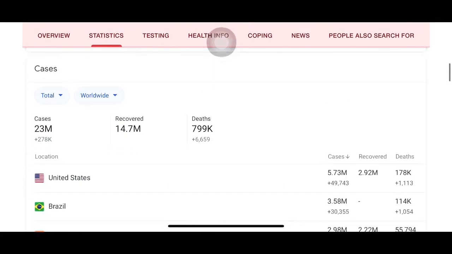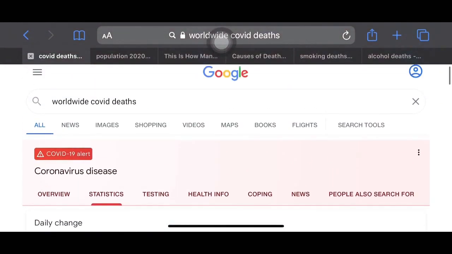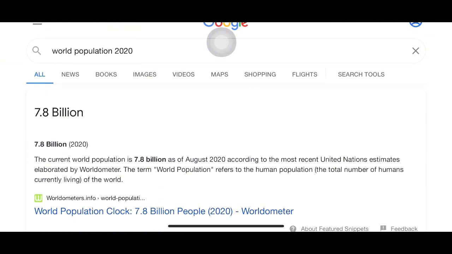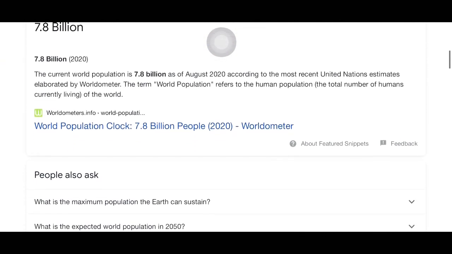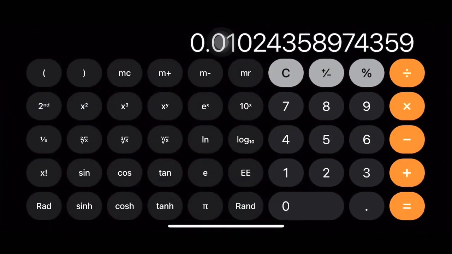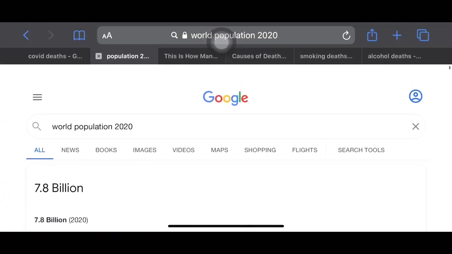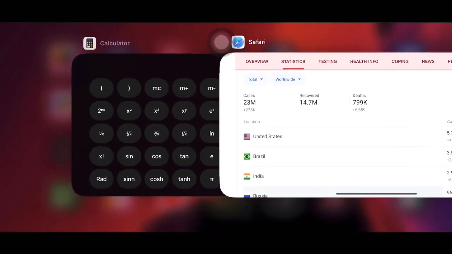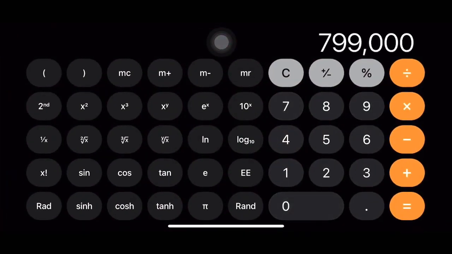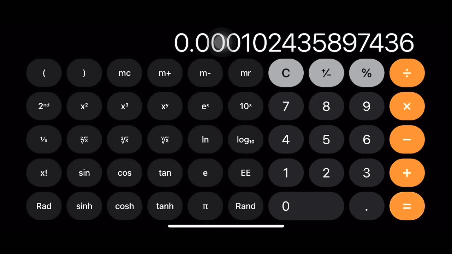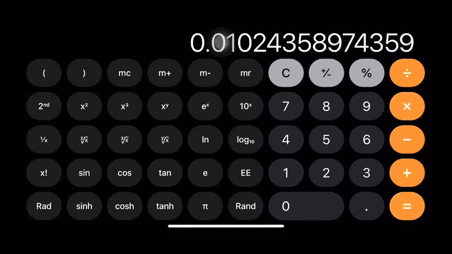Alright. So anyway, 799,000 deaths worldwide. Here's the world population, 7.8 billion. So, I already predetermined the math. I mean, I can do it in front of you again if you don't trust me. What were the numbers? Not the 7.8 billion. This one. This was 799,000. 799,000 divided by 7.8 billion equals, now in case you're dumb, I'll do this part for you too to make it a percentage. 0.0124358974359% of the world population has died because of COVID.